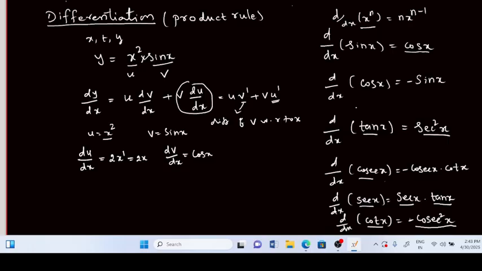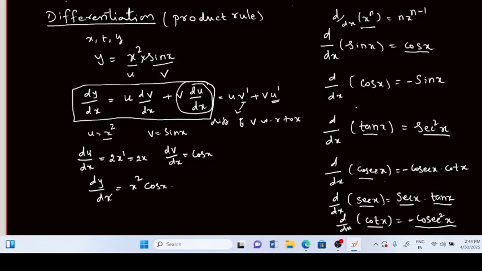So u is there, v is there. We differentiated u with respect to x and v with respect to x. We substitute in this formula. So dy by dx is u. What is u? u is x square into dv by dx, which is cos x, plus v, which is sin x, into the differentiation of u with respect to x, which is 2x.